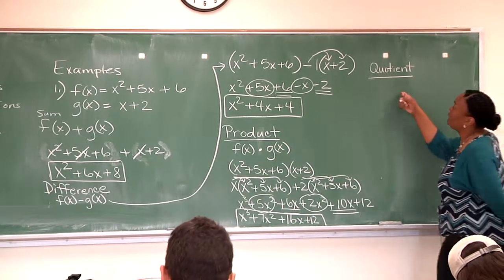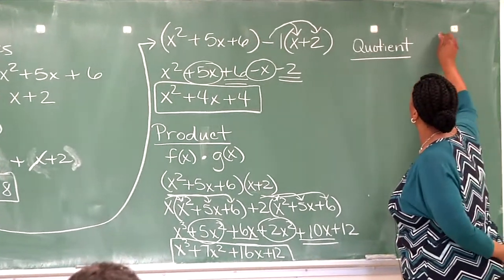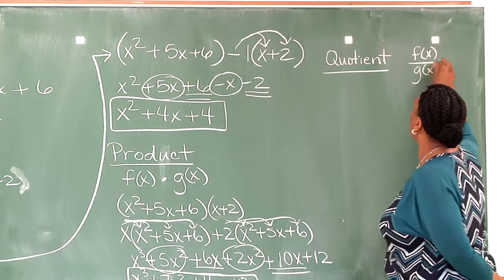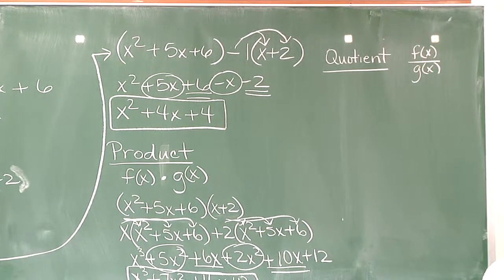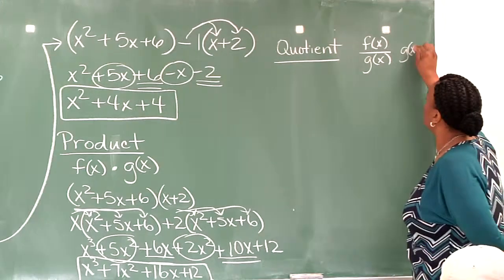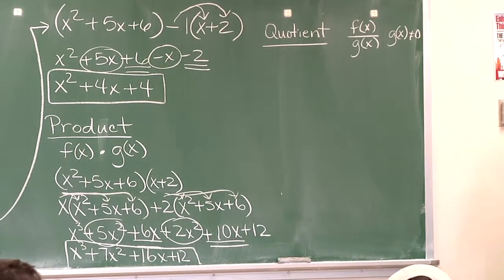All right, so we're finding the quotient now, which means that we're going to divide. So I'm going to use this space right here because I'm running out. You'll take f of x and divide it by g of x, okay? And you know g of x cannot equal 0. So if we need to make that connection right there, we will.